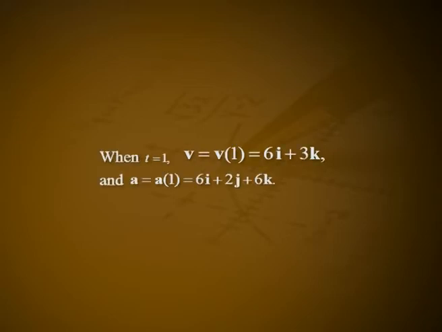Then the velocity v is given by v of t = r dash of t, which is equal to 6t i + (2t minus 2) j + 3t² k, and the acceleration a is given by a of t = v dash of t, which is equal to 6 i + 2 j + 6t k. When t = 1, vector v of 1 = 6 i + 3 k, and vector a of 1 = 6 i + 2 j + 6 k.